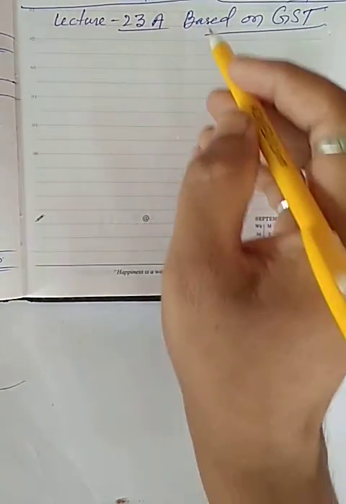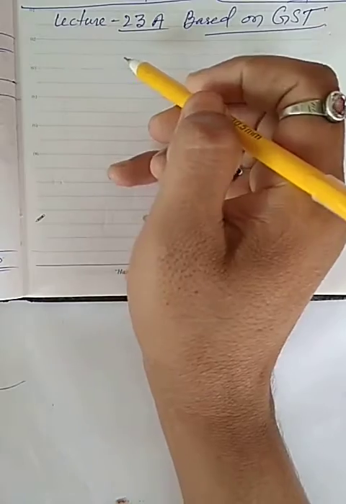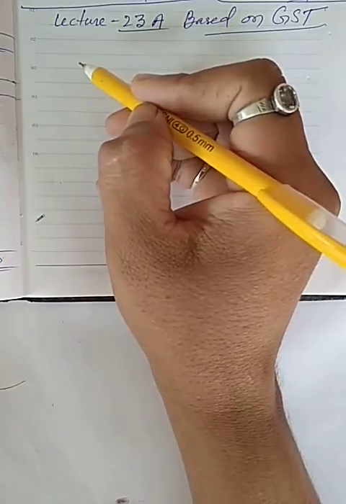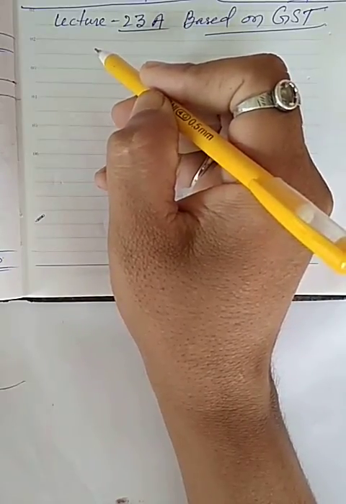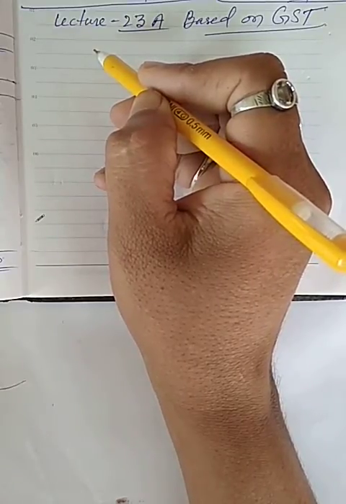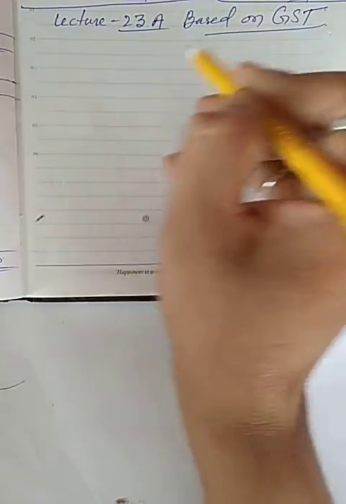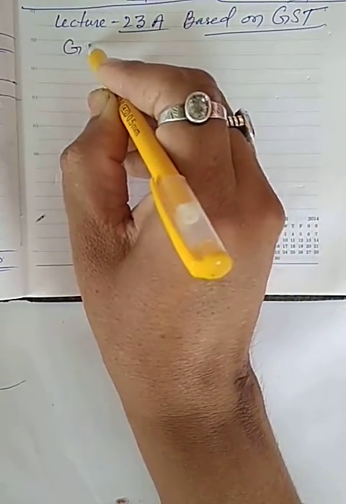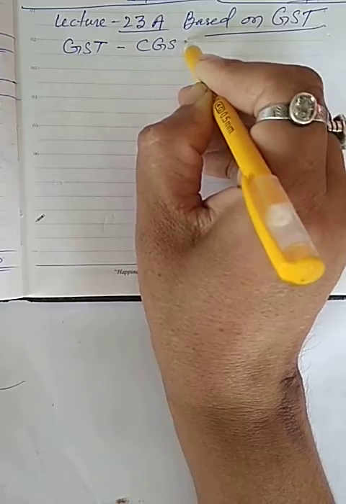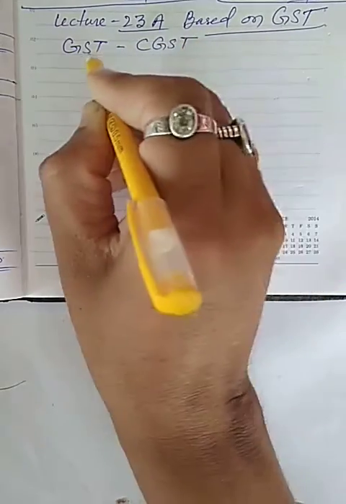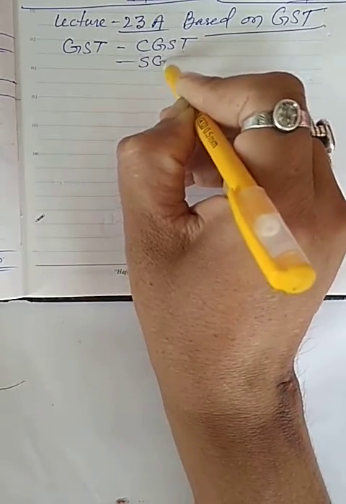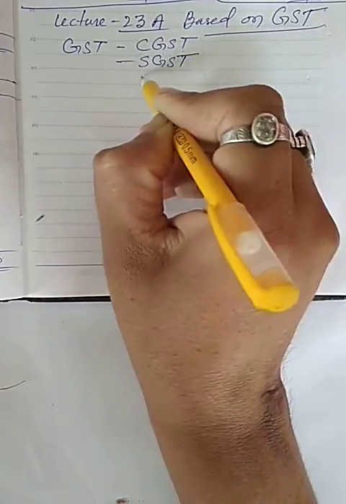In my previous video, I explained the theoretical part of GST, the types of GST, the objective of GST, etc. Once again, I want to show you there are three types of GST: CGST, central goods and service tax, SGST, and IGST.